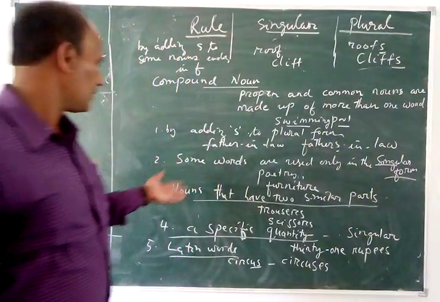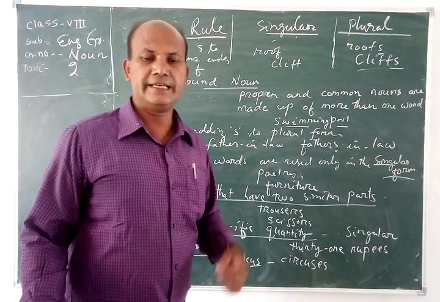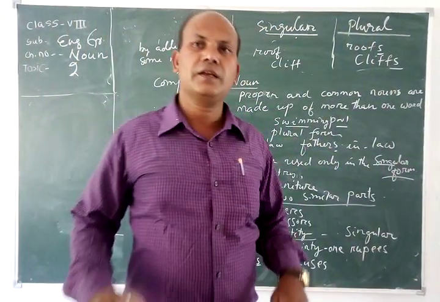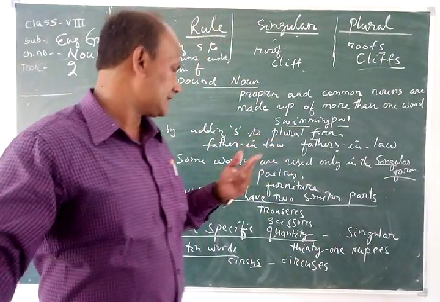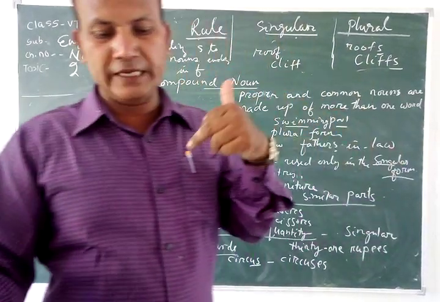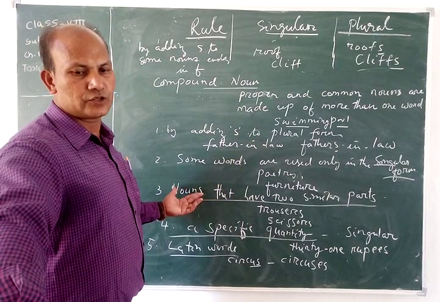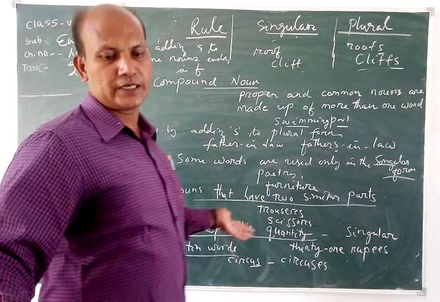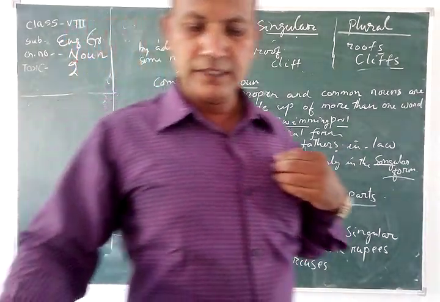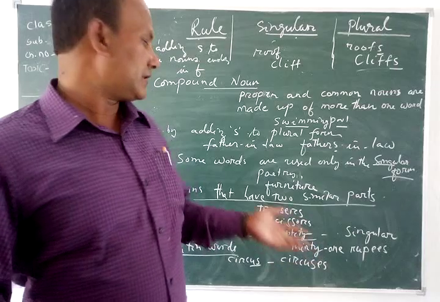It's clear? Next point, nouns that have two similar parts, just like trousers, then scissors. These have two parts, but they are telling about one thing. That's why they are considered to be plural nouns: two similar parts taken together are considered plural nouns, but one item. Okay, it's clear. Socks, there are two socks, but one person wears them. That can be taken as plural.